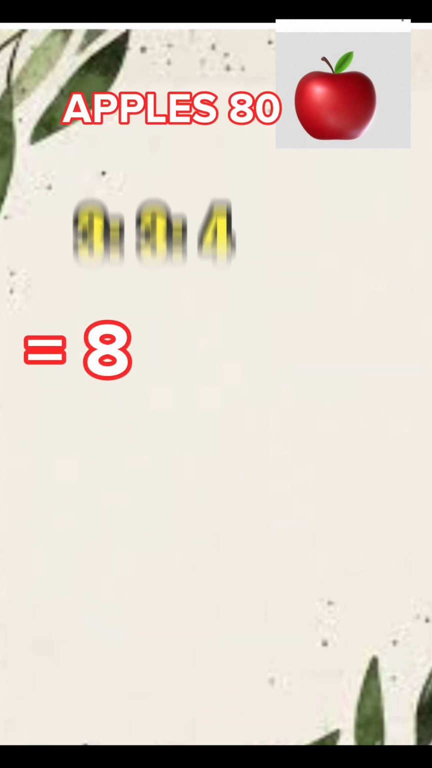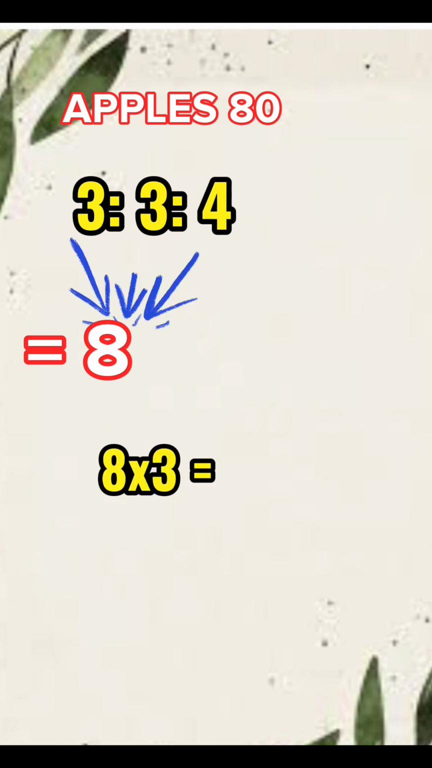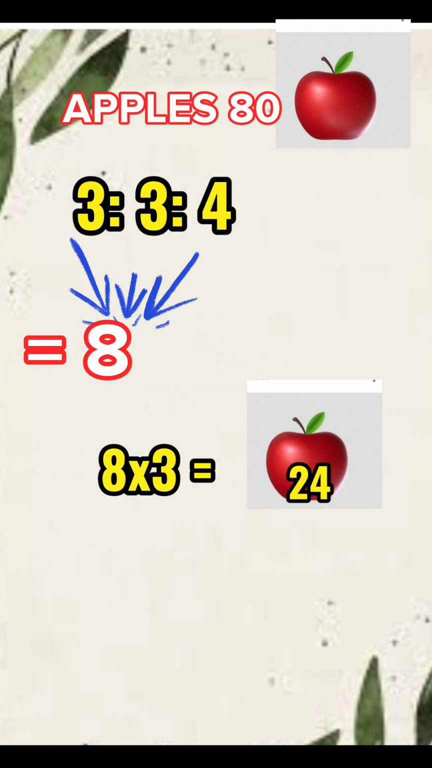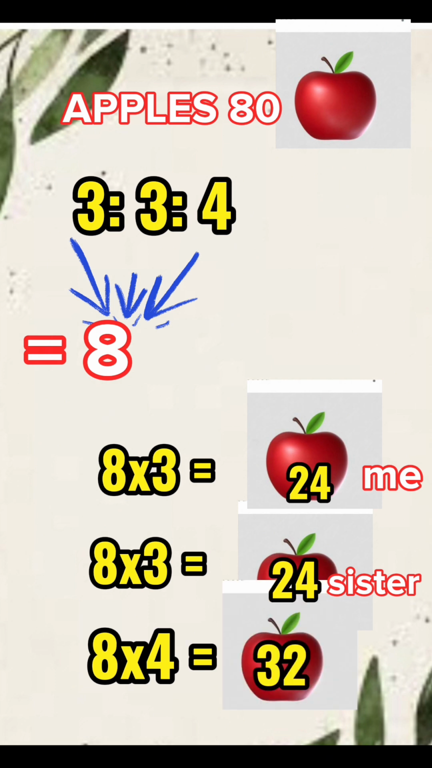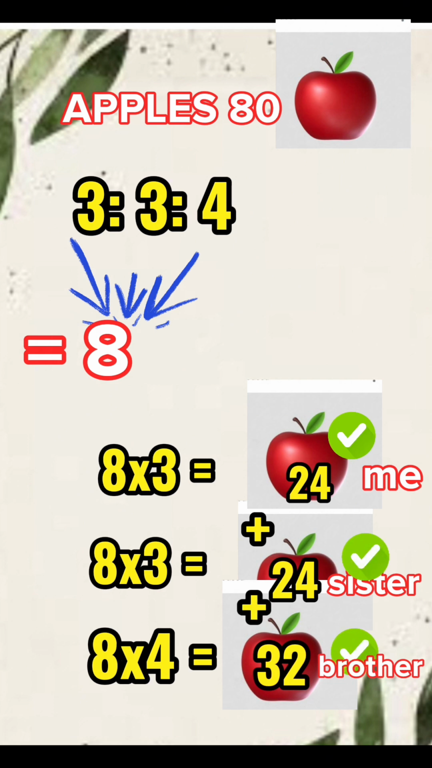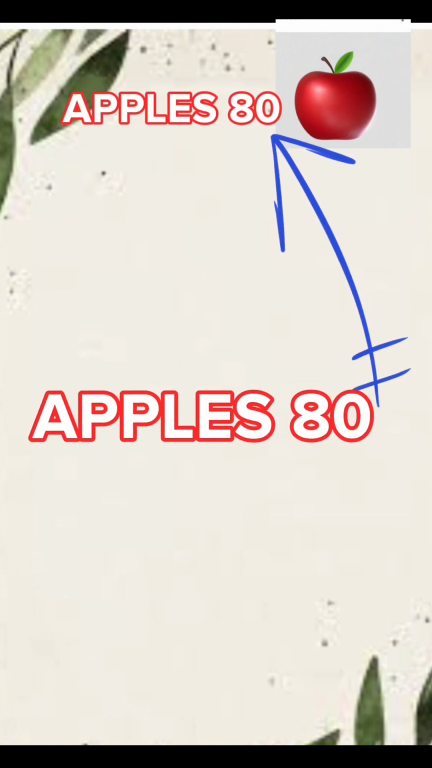And let's move to the final step. Multiply 8 by the given ratio 3 by 3 by 4. 8 times 3 equals 24 apples for me, 8 times 3 equals 24 apples for my sister, and 8 times 4 equals 32 apples for my brother. To check if the answer is correct, let's add 24 plus 24 plus 32 equals 80. And yes, we are correct.